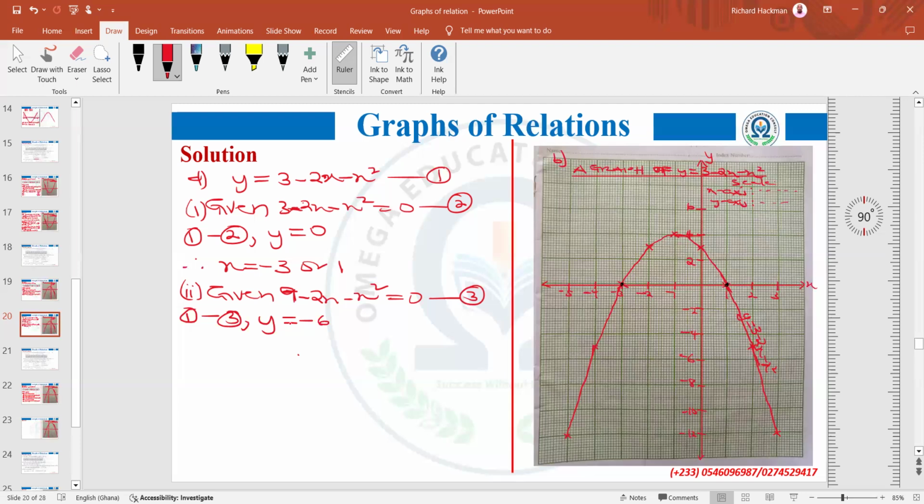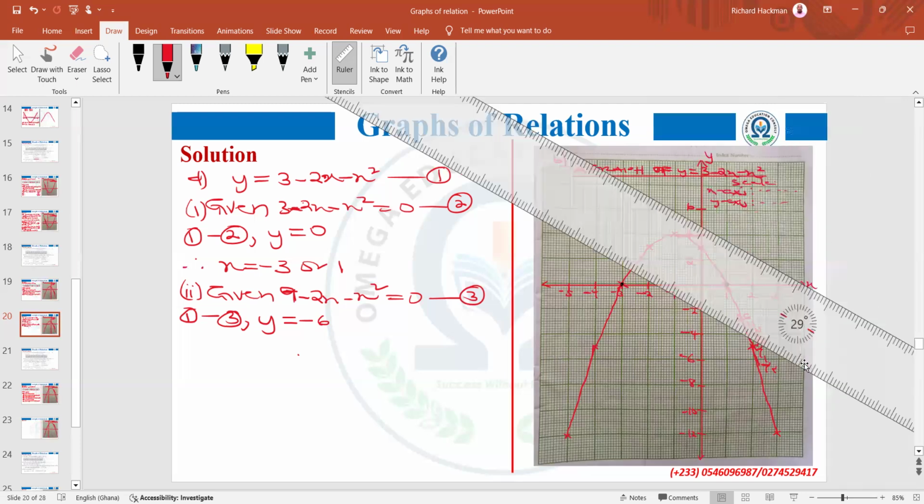Any line, when we did the coordinate geometry, we said any line which is y is equal to k is a horizontal line. It has a gradient of 0. So that's the more reason why, if you draw this line, it's going to be a horizontal line passing through y at -6. So you draw your horizontal line, as simple as that.